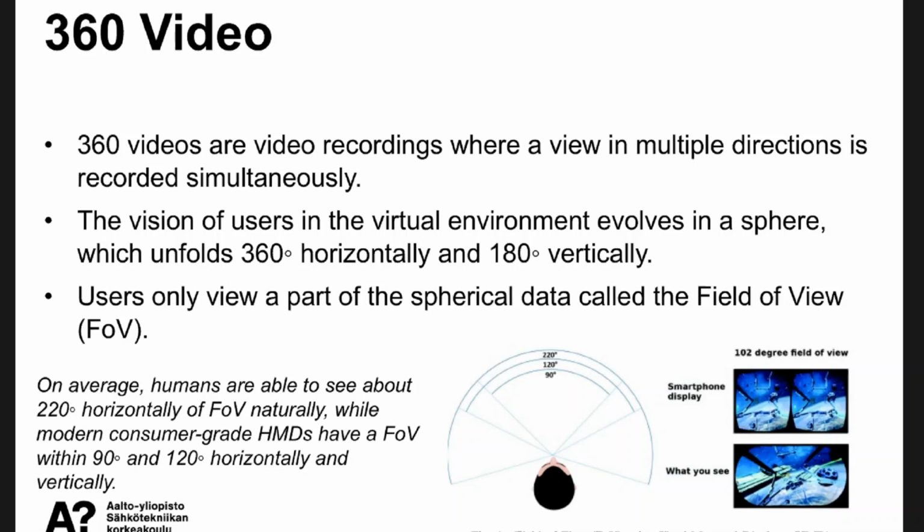And it is understandable because your head, you cannot move to the back. So of course it's just 118 degrees vertically. And we say that what you can see, you can only see a part of this spherical data, and we call it field of view, so FOV. And we know that for human beings, typically we can see about 220 degrees horizontally, which is this natural FOV. So this is also the aim. Ideally, any VR or AR glasses should be able to provide also 220 degrees of horizontal FOV.